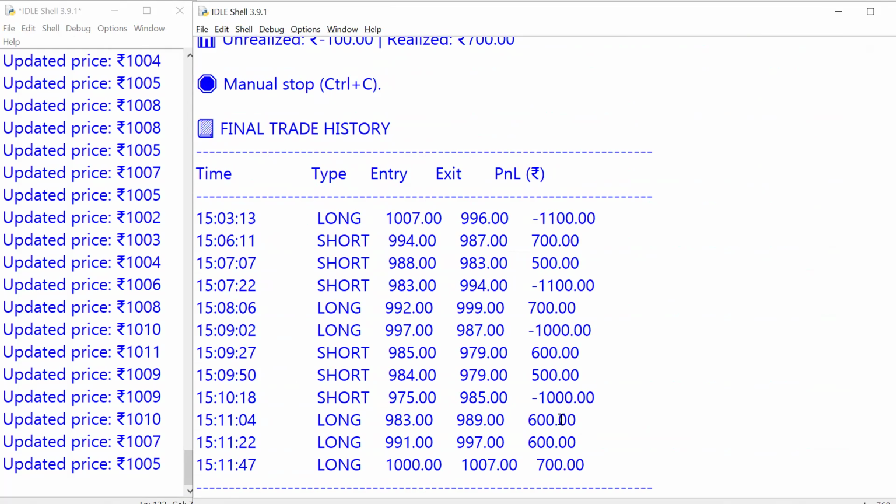Suppose you don't want such kind of flickering, then you can increase the number of cycles to 5, 10, 20 or 50. Fewer trades will take place, but it can run for a longer period of time and you might get more profit also. So I hope this is clear to you. Thank you very much.